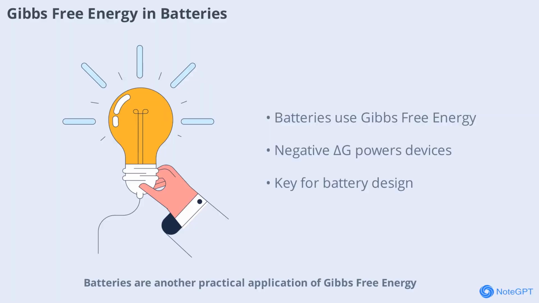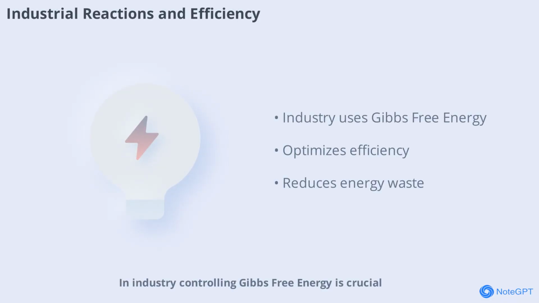Batteries are another practical application of Gibbs free energy. When a battery discharges, chemical reactions inside release energy, which is harnessed to power devices. The negative Gibbs free energy change in these reactions ensures that energy flows from the battery to your phone or flashlight. Understanding these principles helps engineers design more efficient and powerful batteries for everyday use. In industry, controlling Gibbs free energy is crucial for maximizing efficiency and minimizing waste. Chemical engineers use the concept to design processes that favor spontaneous reactions, reducing the need for costly energy inputs.